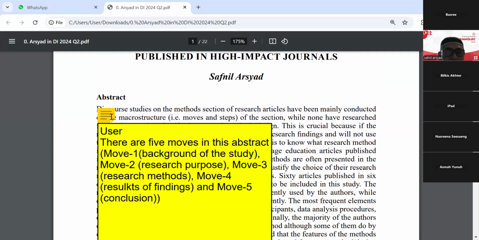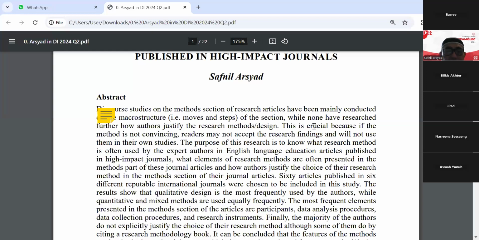There are 5 moves in this abstract. Move 1, background of the study. Move 2, research purpose or purposes. Move 3, research methods. And move 4, results, result and or findings. And move 5, conclusion. So the first sentence until here, this is the background or introduction.